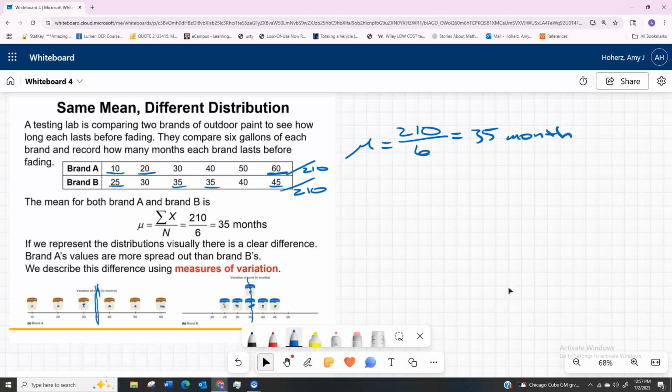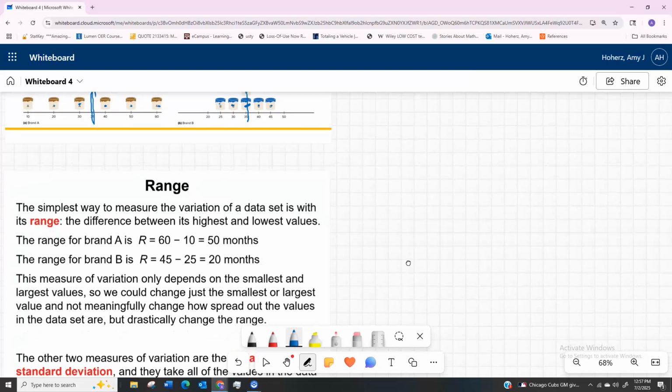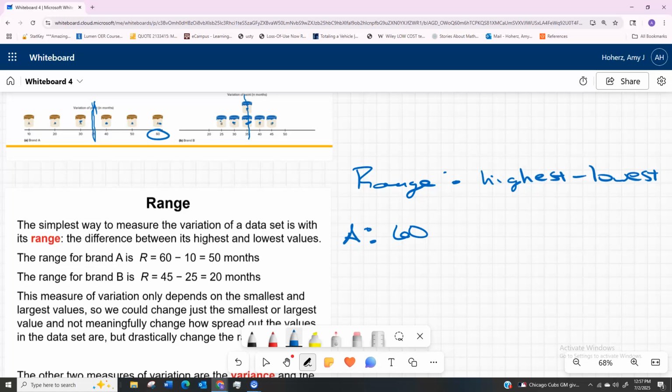So the first measure of variation we're going to do is range. And that's the one that I said was very easy to compute. So up here, to compute the range, all you do is you take the high value minus the lowest value. So in the case of brand A, remember our highest value was 60, and our lowest value was 10. And so 60 minus 10, we get 50 months for the range.